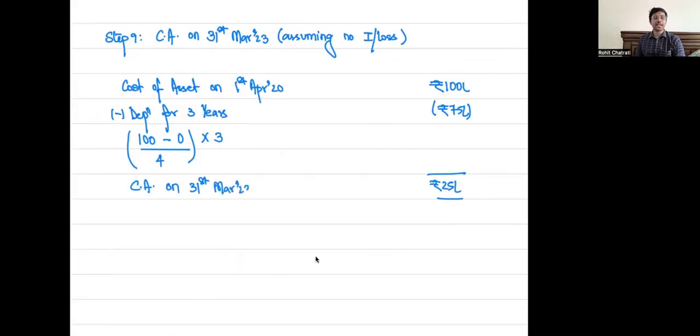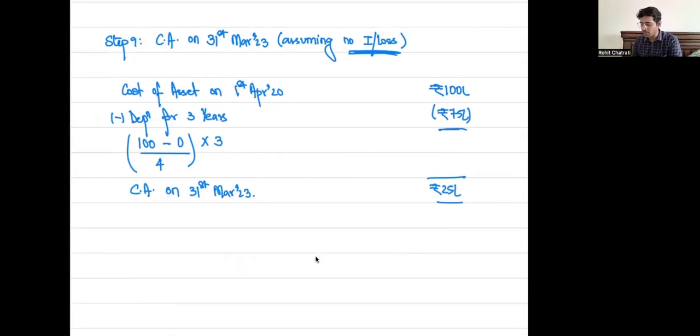All right, so the carrying amount on 31st of March 2023 would have been 25 lakhs if no impairment loss was recognized. If in the first year, on 31st of March 21, I did not recognize any impairment loss, then what would have happened is I would have just depreciated the cost on a straight line basis for a period of 3 years, which would be equal to 75 lakhs, and the carrying amount would be equal to 25 lakhs on 31st of March 2023.